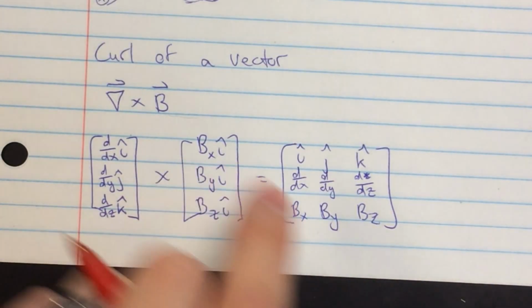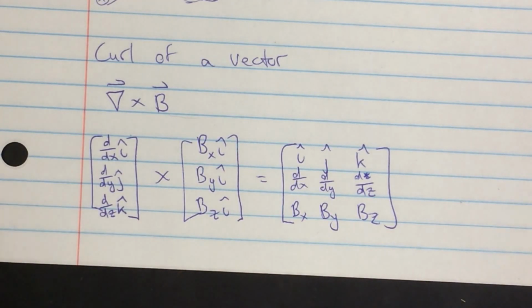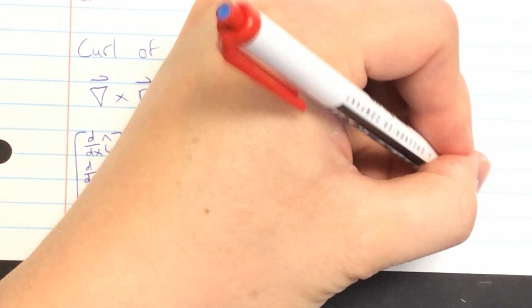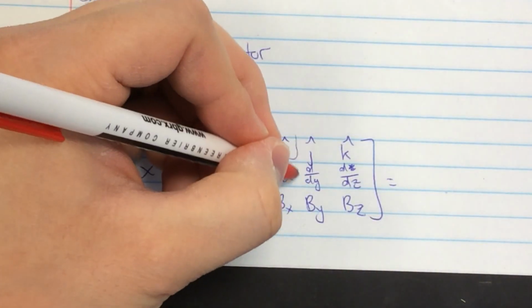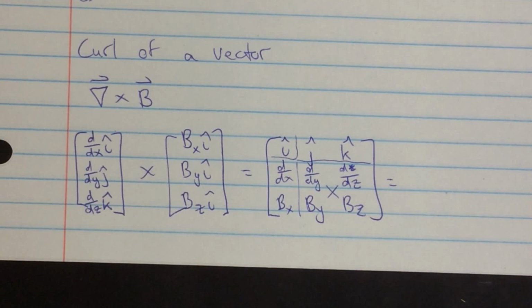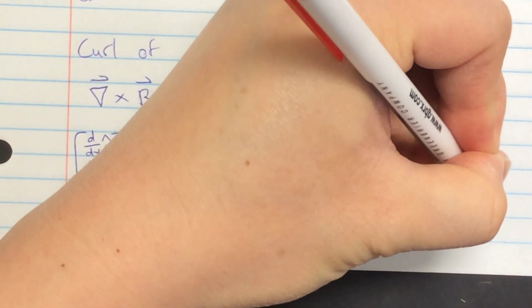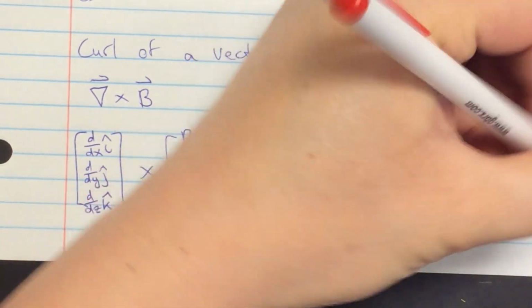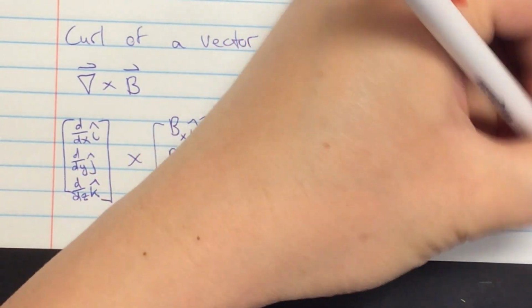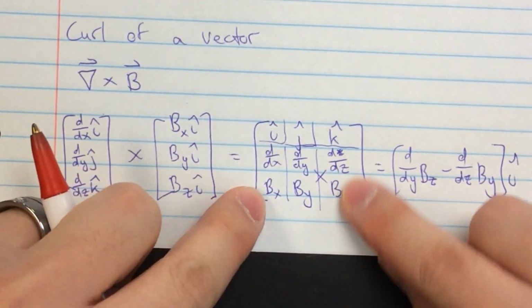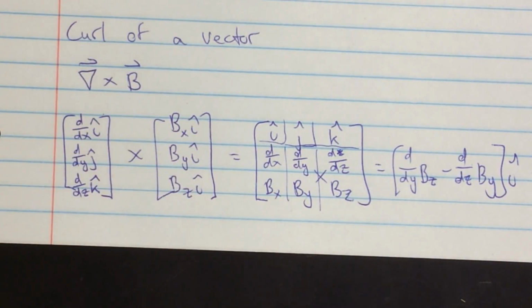And so you kind of put it together like this, and it's kind of weird, but you have an i term, and the magnitude of the i term is this determinant. It would be d/dy of Bz minus d/dz of By in the i direction. And then you add the j direction, which would be this, and then you do the determinant here. That's just mathematically how you would compute it.